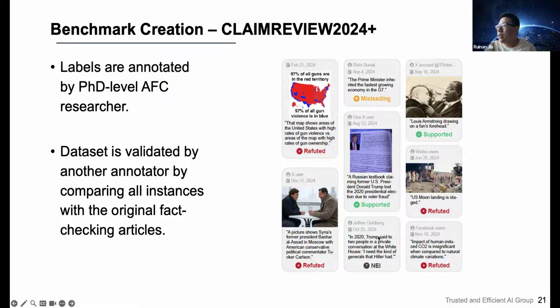Yeah. And also they have the NEI case here. It's basically a claim: in 2020, Trump said to two people in a private conversation at the White House, I need the kind of generals Hitler had. And this information, of course, we cannot verify because it's not supposed to appear on public social media.